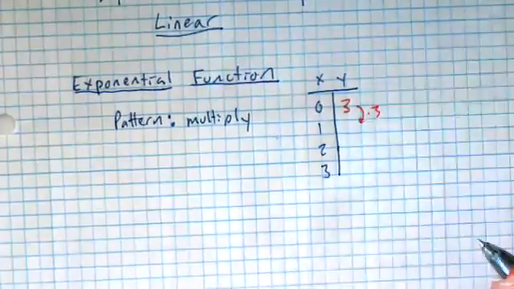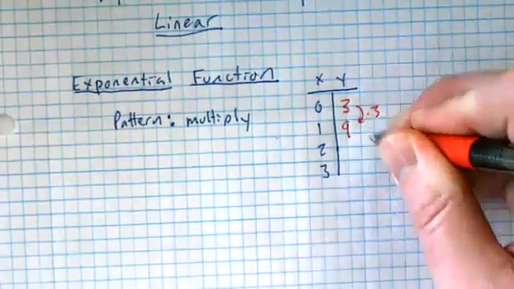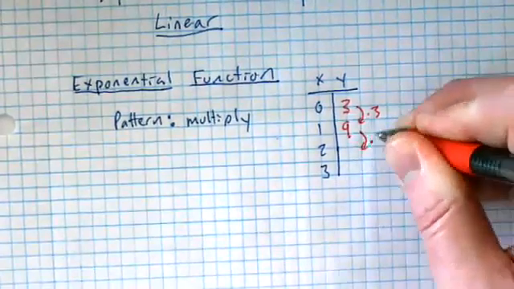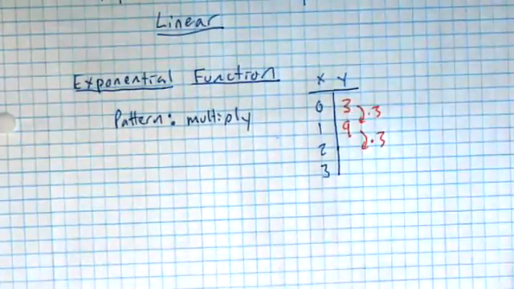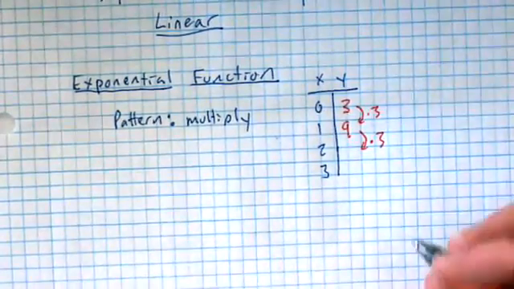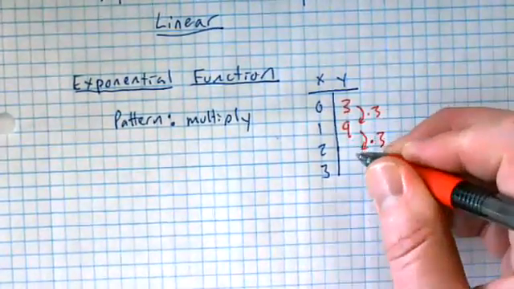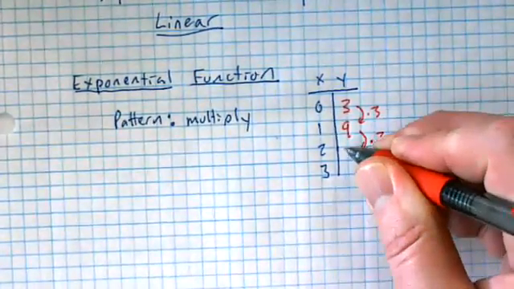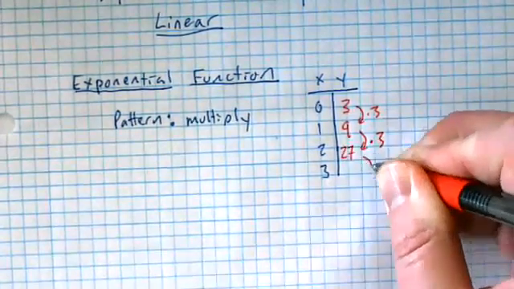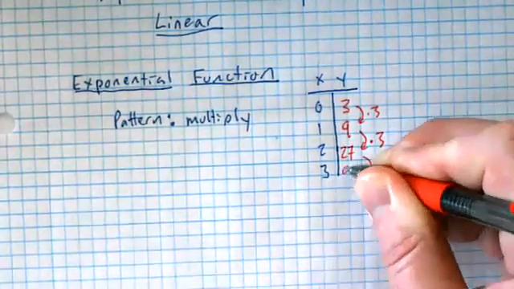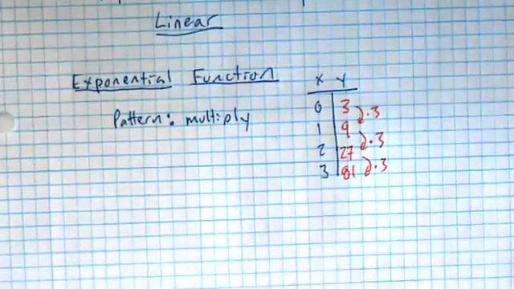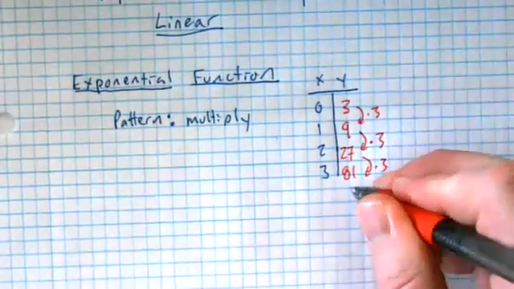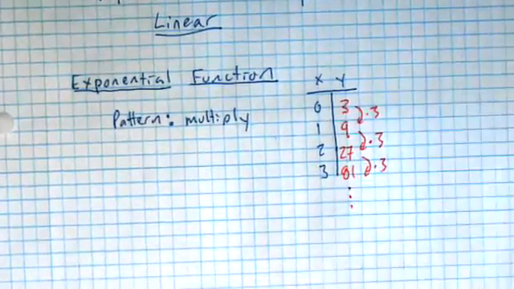So 3 times 3 is 9. And then if I wanted to get my next one, I would just keep doing times 3. 9 times 3 is 27. Anybody know what 27 times 3 is? 81. Good. And it would just keep going like that. Dot, dot, dot. It would keep going like that forever and ever and ever. Keep getting bigger and bigger and bigger.